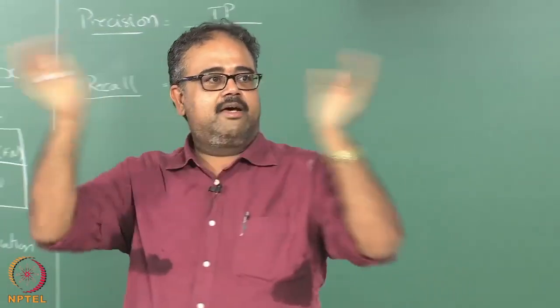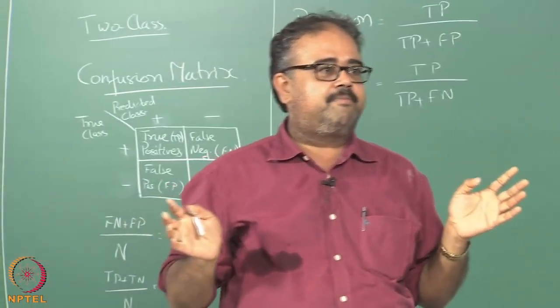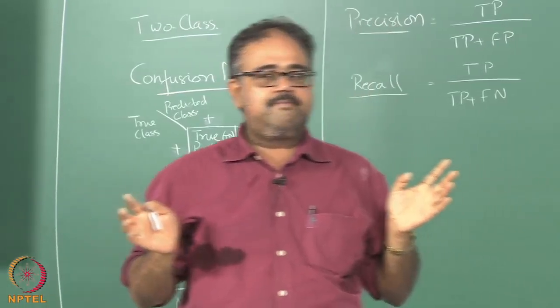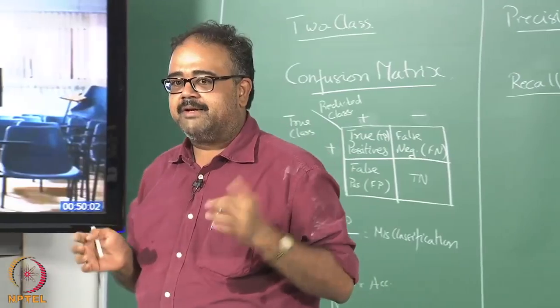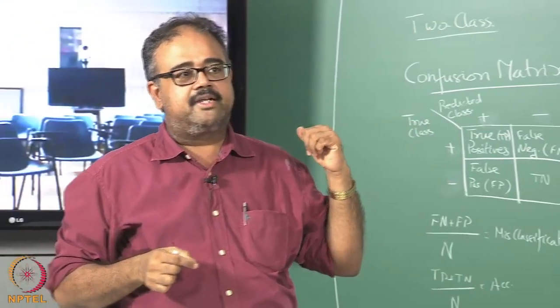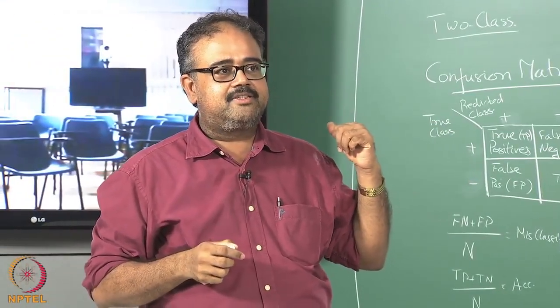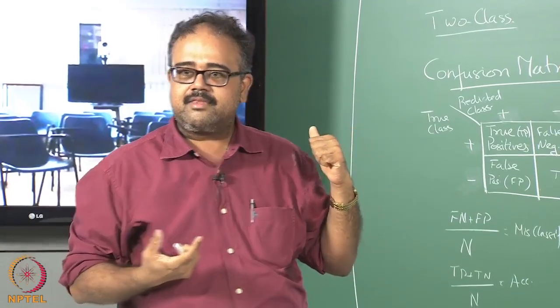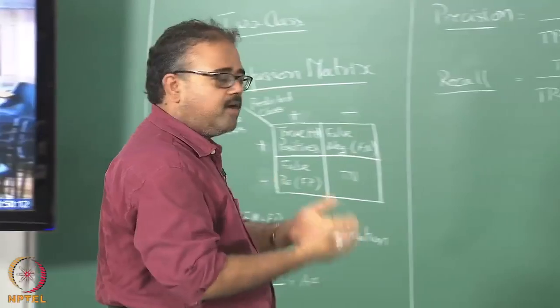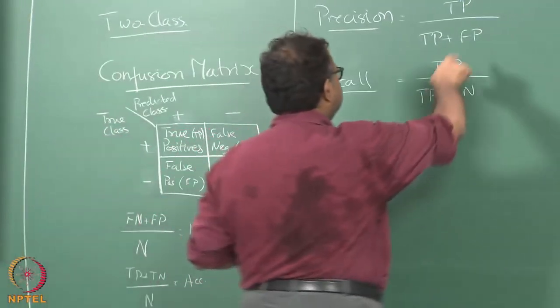I can give you an absolutely random number to 10 decimal places, so I will be very precise, but I cannot make any guarantees about the accuracy. But precision here has nothing to do with that. Precision here is all to do with correctness. If I am giving you 10 answers, how many of them are correct? So why is this a good measure?